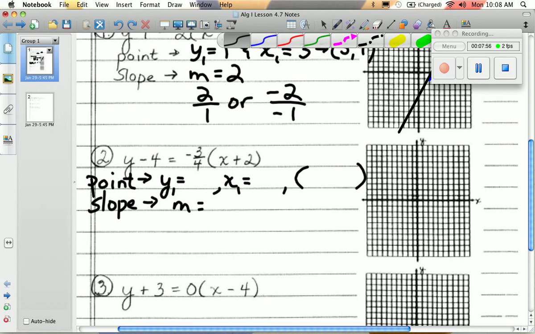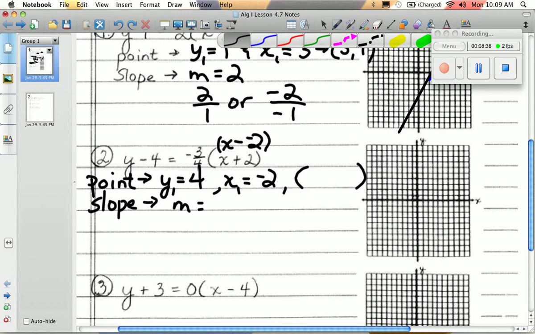Okay, what's our y sub 1 in this one? 4. Positive 4. Because remember, there's subtraction in our point slope form. What's our x sub 1? Negative 2. Or in other words, just like we can change subtraction to add the opposite, we can change addition to subtract the opposite. So we can rename this part right here as x minus the opposite of 2, which is negative 2. So we really have, see, it was cleaned up, wasn't it? So we really have a negative 2 for our x sub 1.